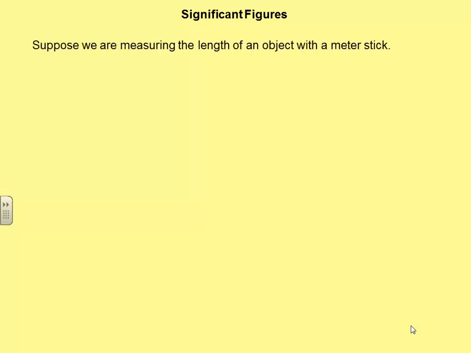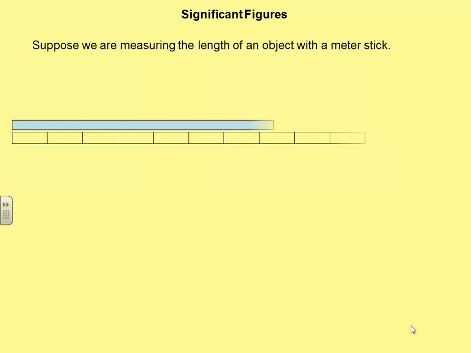Suppose we're measuring the length of an object with a meter stick. Now, this is a little weird of a meter stick, right? This meter stick only has 10 little demarcations in it, which means each one is about 10 centimeters. So, if we look at this, we count them up, 10, 20, 30, 40, 50, 60, 70 centimeters. Would you say that it would be accurate to say it's 70 centimeters long? Well, of course not. It's clearly more than 70 centimeters long.